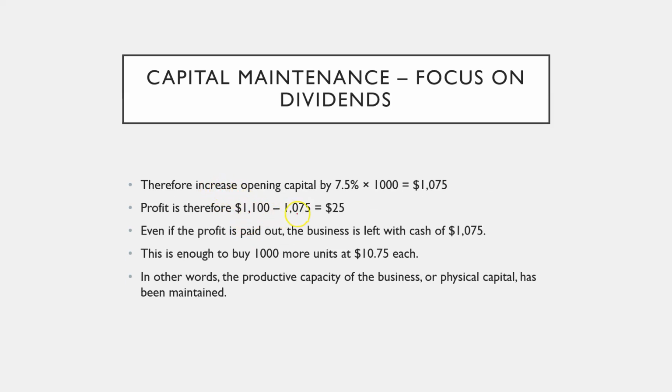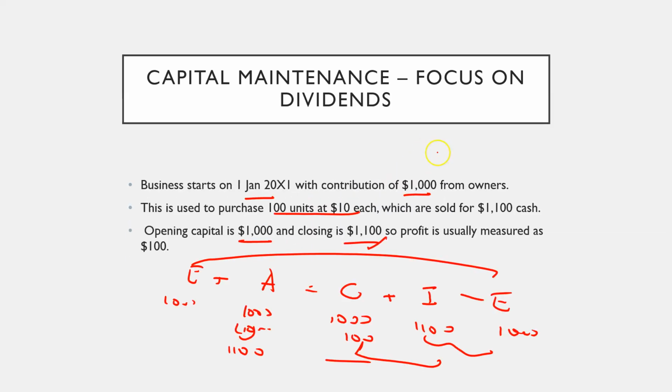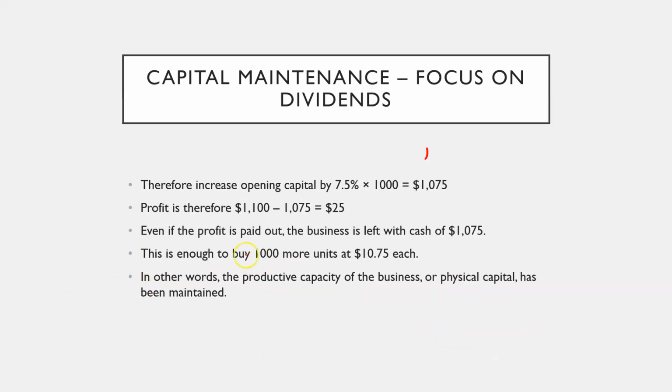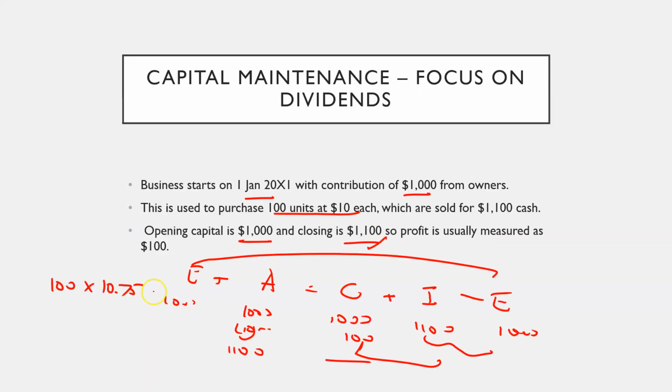So really, we're saying that if I was to buy the same goods that I started off with, let's go back there. Remember, I bought 100 units. If I want to just trade again next period, I'm going to need to spend 100 times £10.75, right? So I'm going to end up spending £1,075.